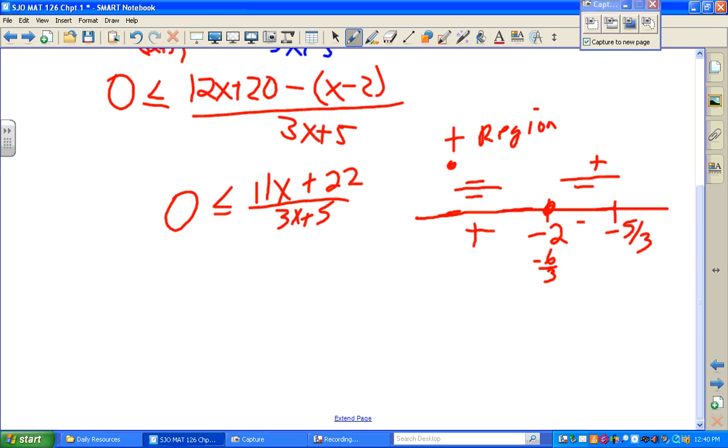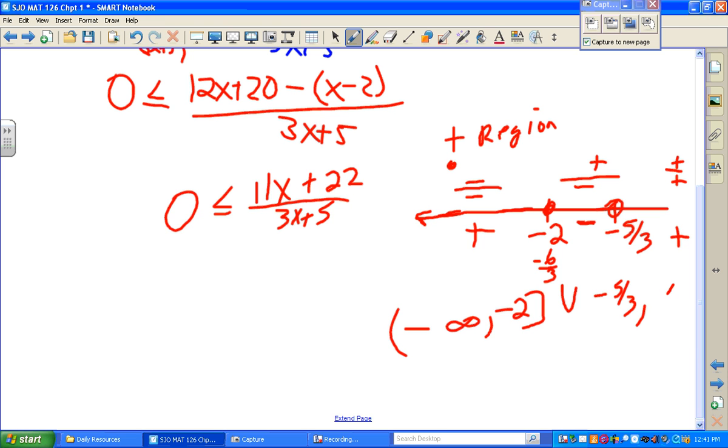So that'd be a negative region. So we got a negative region between there. And if I put in 100, a positive divided by a positive, so it's a positive region. So I obviously want to join all the positive regions together because we set it up for a positive problem. So the answer would be negative infinity to negative 2 with a bracket and a parenthesis, union negative 5/3 to infinity. And we'll close it off. Okay? So those are the regions we're looking for.